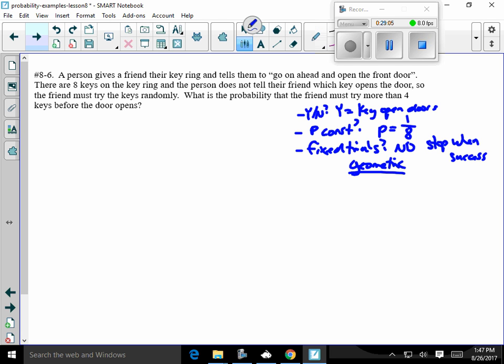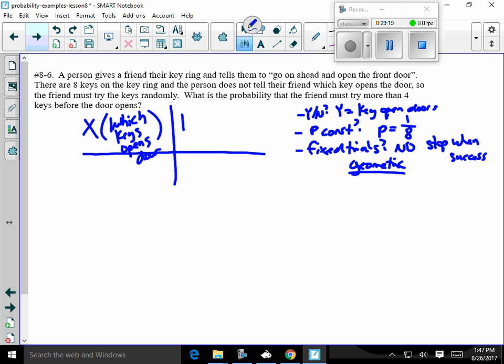Okay, so the random variable is going to be which key opens the door. Is it going to be the first key? Or is it going to be the second key, or the third key, the fourth key, the fifth, sixth, seventh, or is the last key the 8th key? And there's no 0 here because you have to try one of the keys, right? So geometric starts with 1, and then we have probabilities for that.